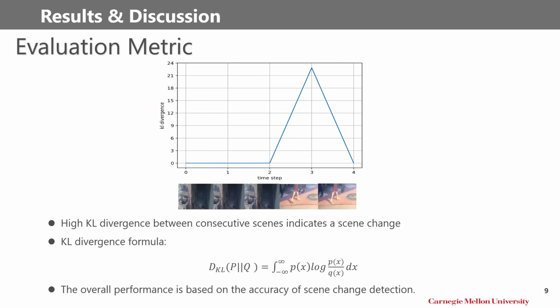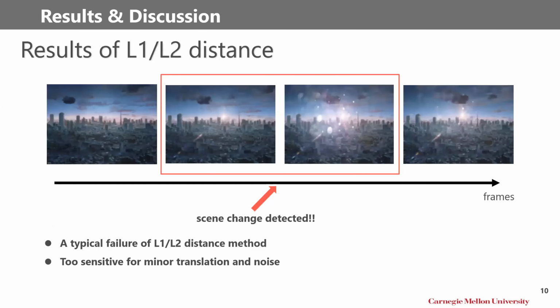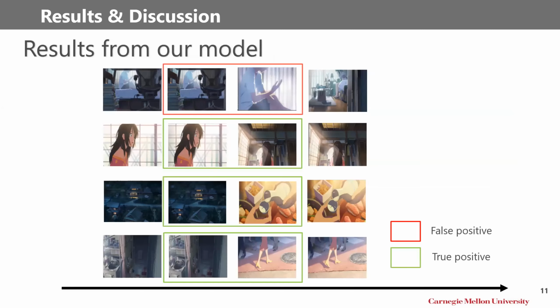Here is a diagram of KL divergence examples in several image pairs. The overall performance is based on the accuracy of scene detection. As the first of our tasks, we simply compute the L1 or L2 distance between consecutive image pairs. The figure shown here is one of the top 10 significant scene changes it predicts, which obviously is a wrong one. As expected, this naive method suffers greatly from minor translation of the scene and noise like this.